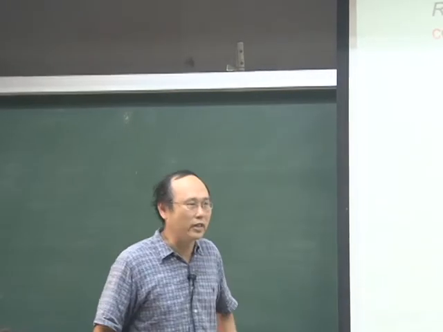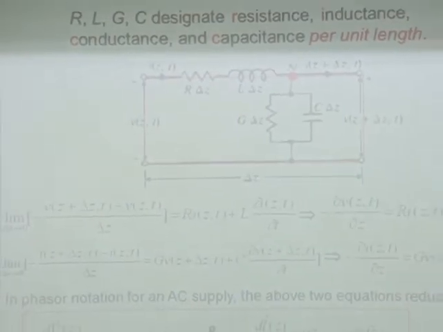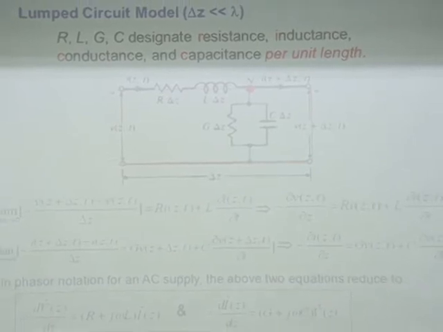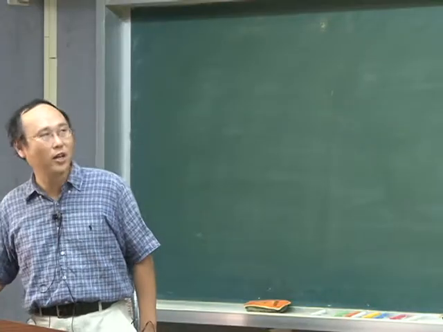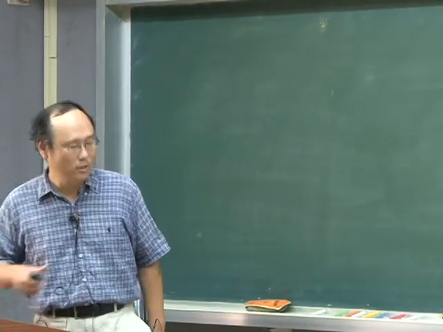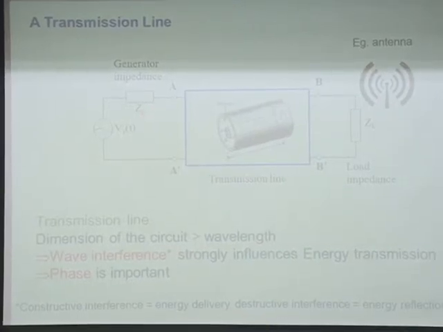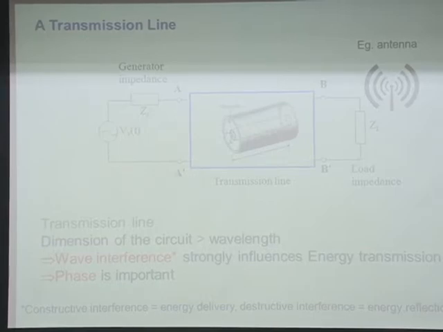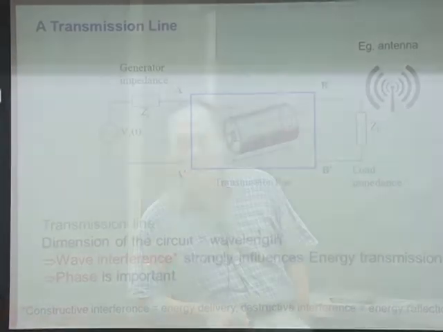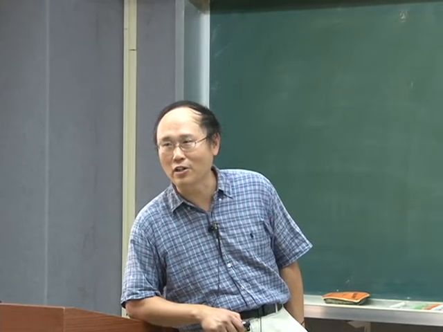Okay, so I want to continue the discussion since last Monday. Let me just review a little bit the basic concept. When we talk about a transmission line, we're dealing with a circuit that is much longer than the radiation wavelength. Therefore, at every different point, the voltage and current are going to be different. So the wave interference, constructive interference, destructive interference are going to be important.